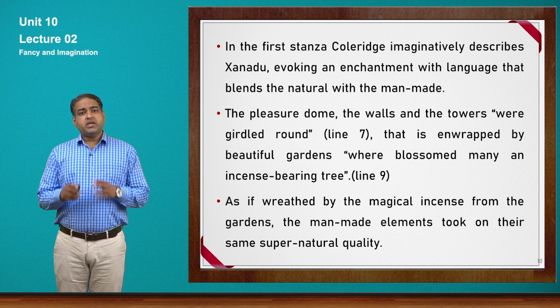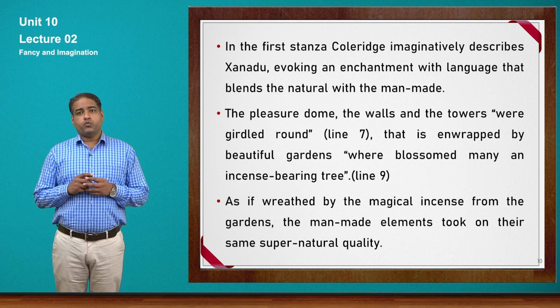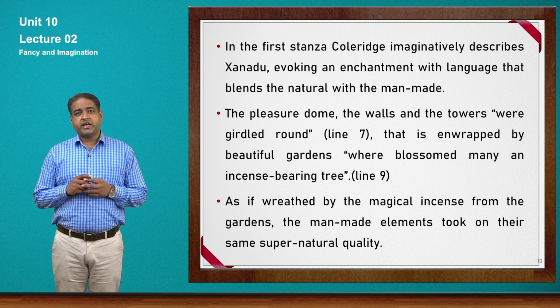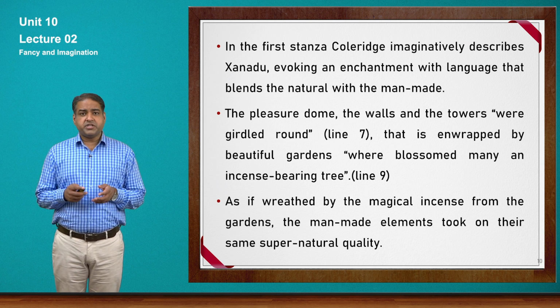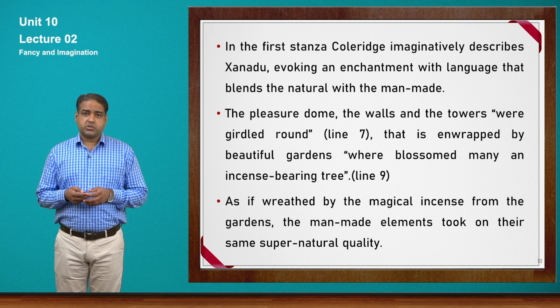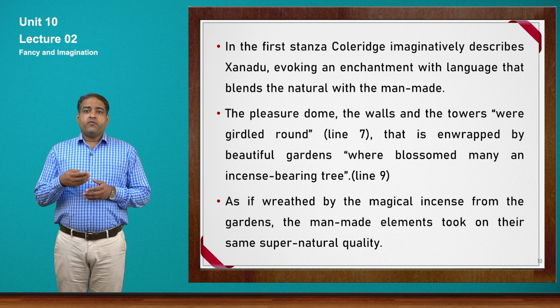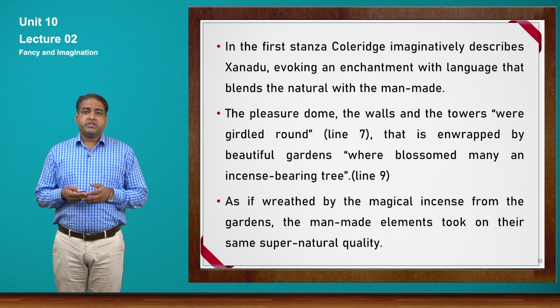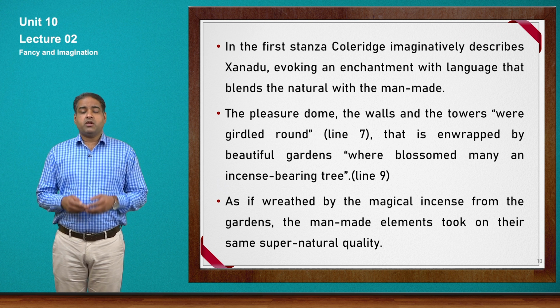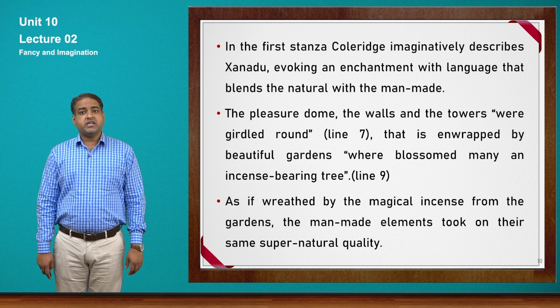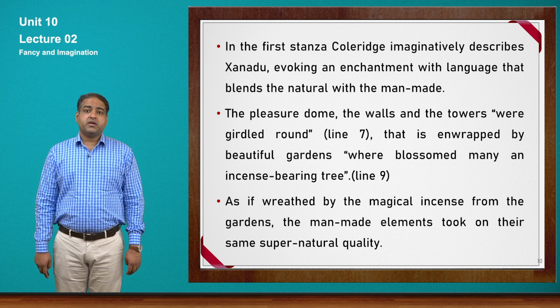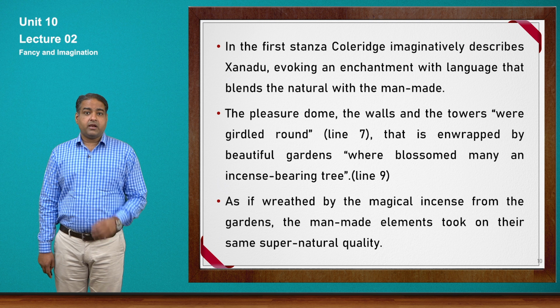So, when we begin the poem, we see that Coleridge is trying to describe Xanadu. He is imagining the dream as still under construction, and there is an evoking of enchantment with language that blends the natural with the man-made. We are unable to understand whether it is natural or man-made, because the poet writes the poem so skillfully that we may think this is something true, something real.